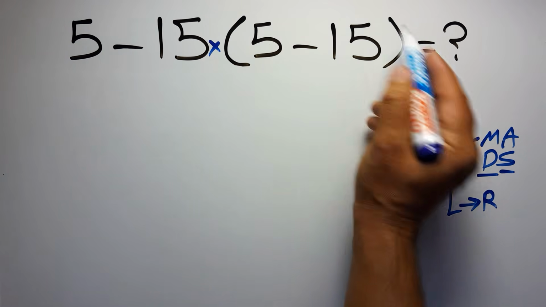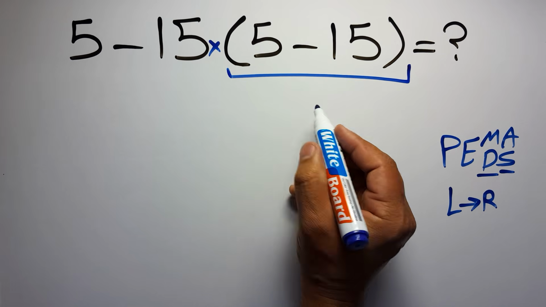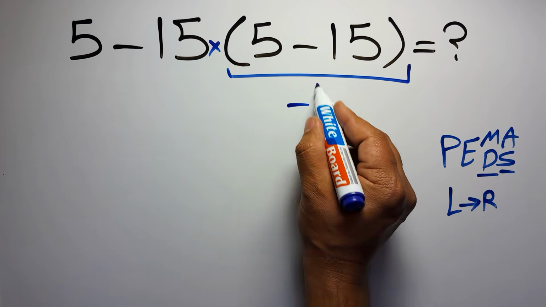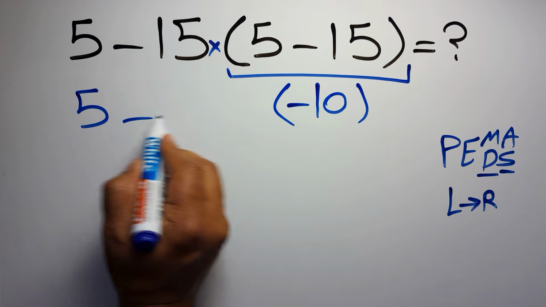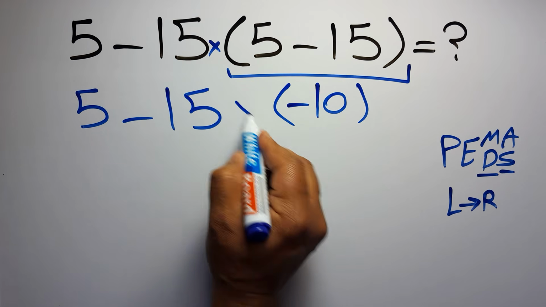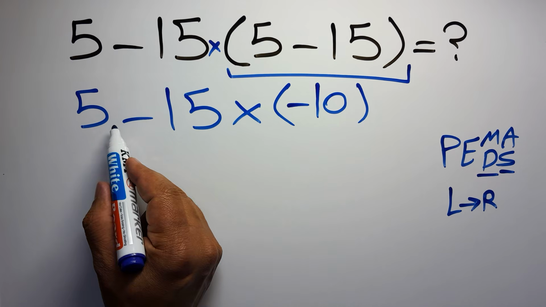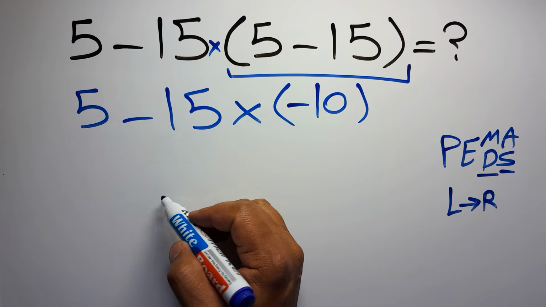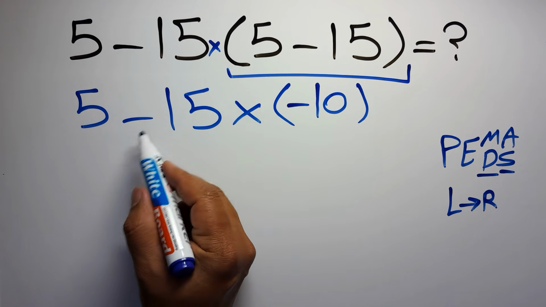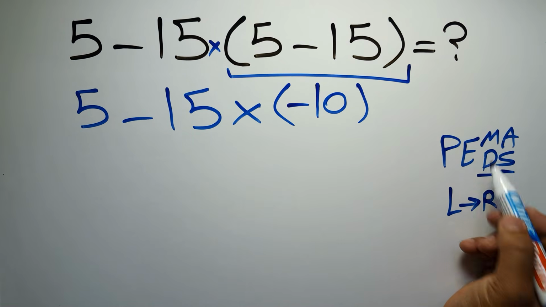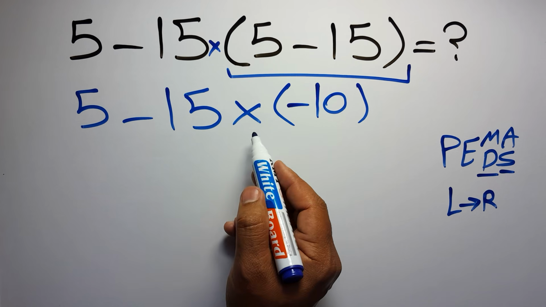So first we have to do this parentheses. Inside this parentheses we have 5 minus 15, which equals negative 10. So we have 5 minus 15, then times negative 10. Now in this expression we have one subtraction and one multiplication. According to PEMDAS, multiplication has higher priority than subtraction because multiplication comes before subtraction. So here first we have to do this multiplication.